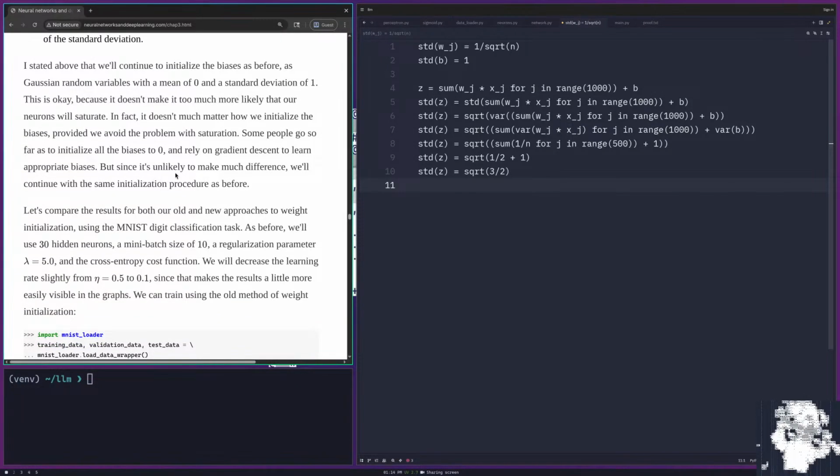All right, I stated above that we'll continue to initialize the biases as before as Gaussian random variables with a mean of 0 and a standard deviation of 1. That is okay, because it doesn't make it too much more likely that our neurons will saturate. In fact, it doesn't much matter how we initialize the biases, provided that we avoid the problem with saturation. Some people go so far as to initialize all the biases to 0 and rely on gradient descent to learn appropriate biases. But since it's unlikely to make much difference, we'll continue with the same initialization procedure as before.